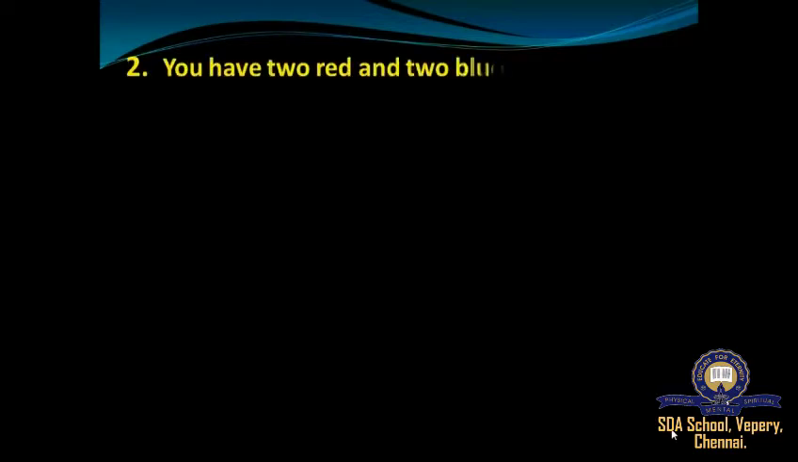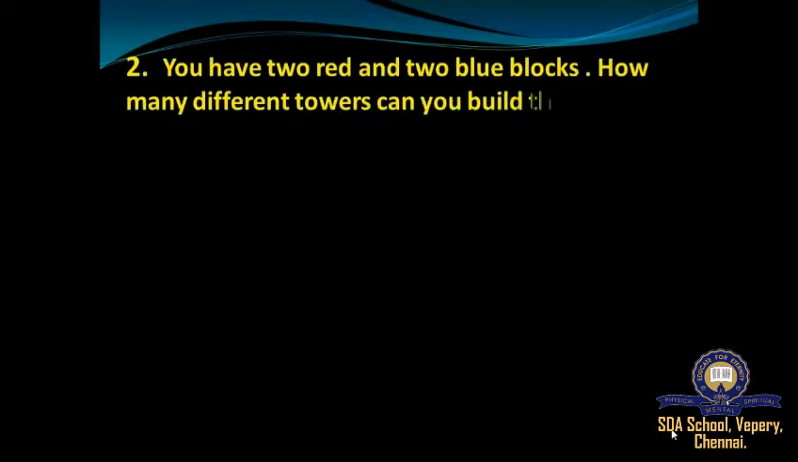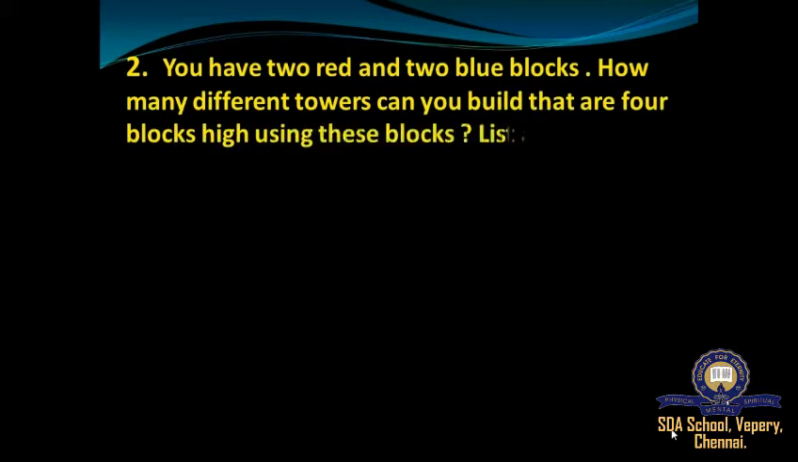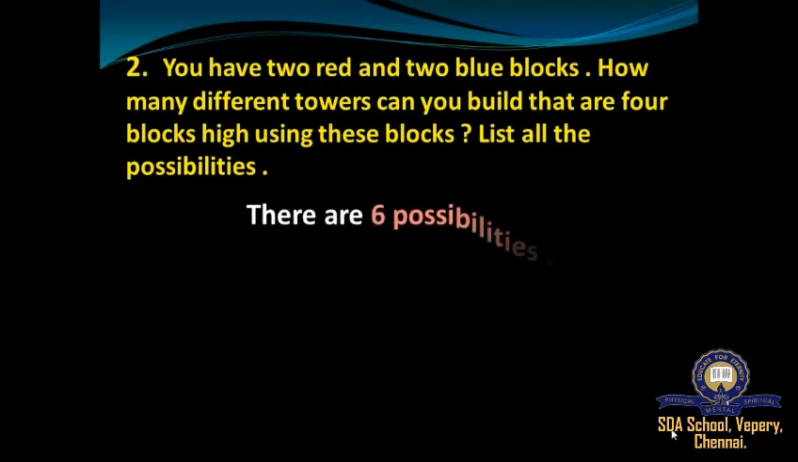Now we'll move on to the second sum. You have 2 red and 2 blue blocks. How many different towers can you build that are 4 blocks high using these blocks? List all the possibilities. So the solution is there are totally 6 different possibilities.